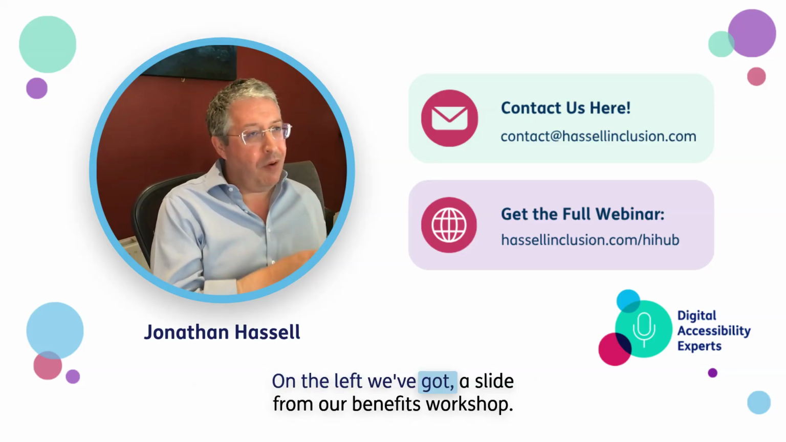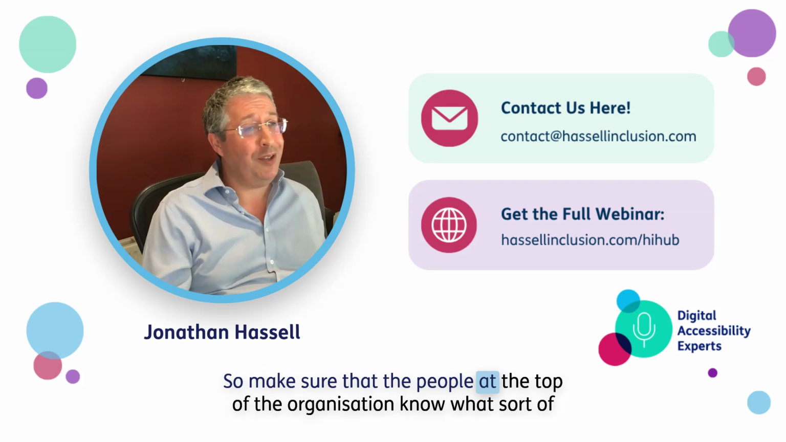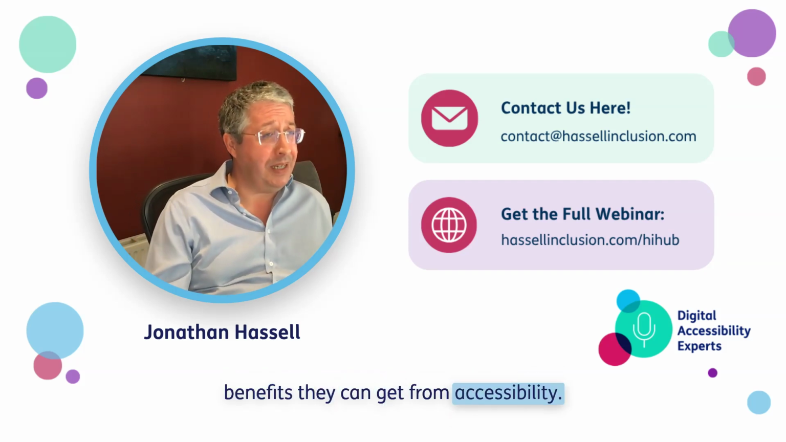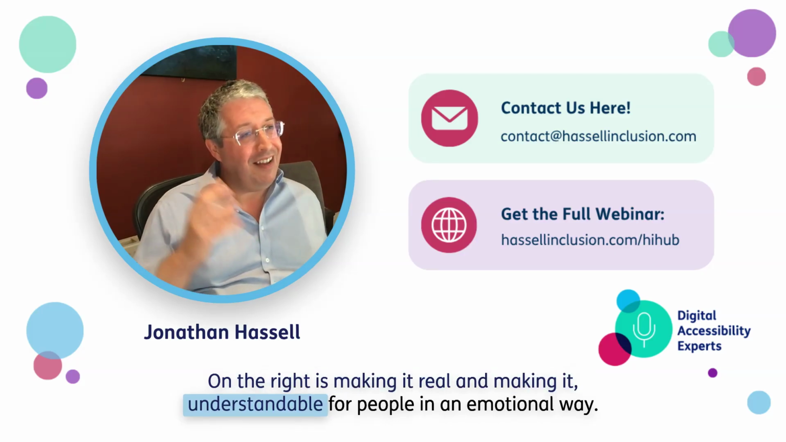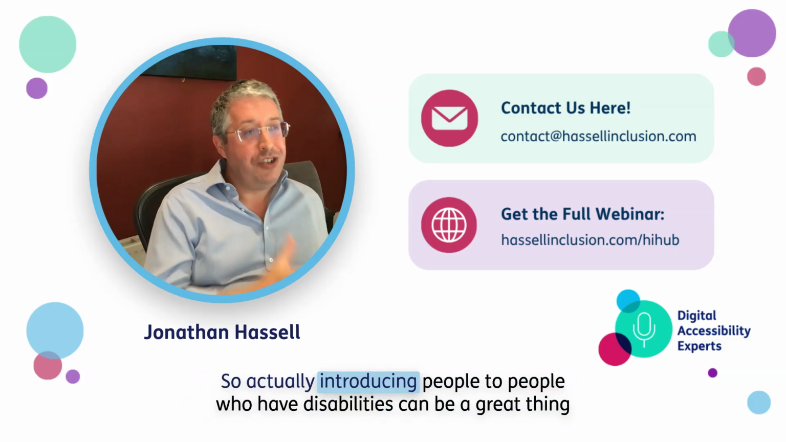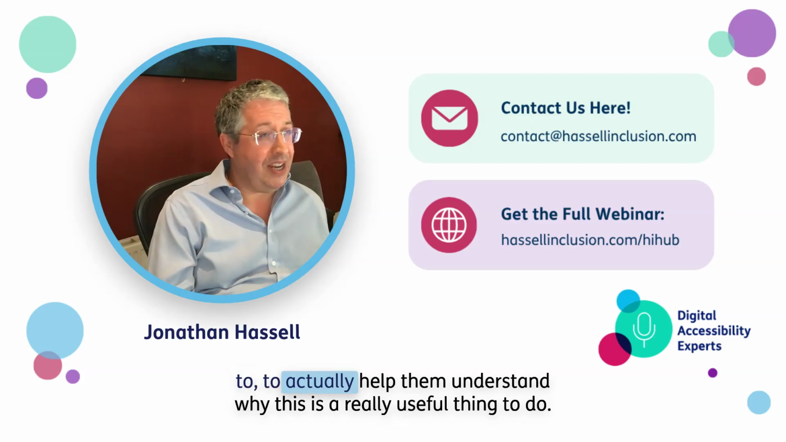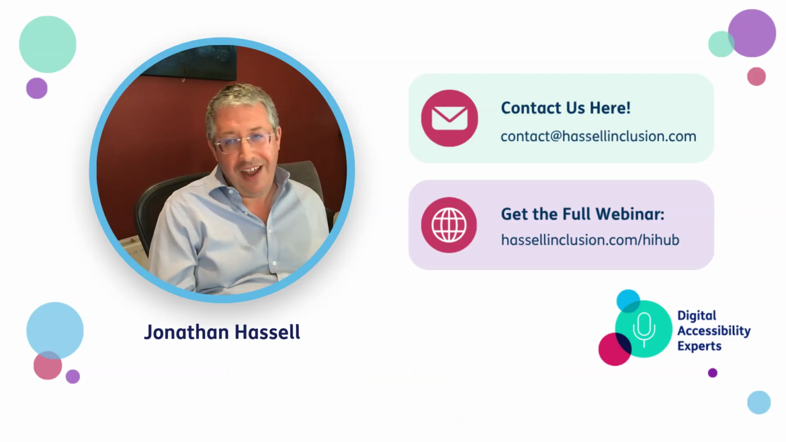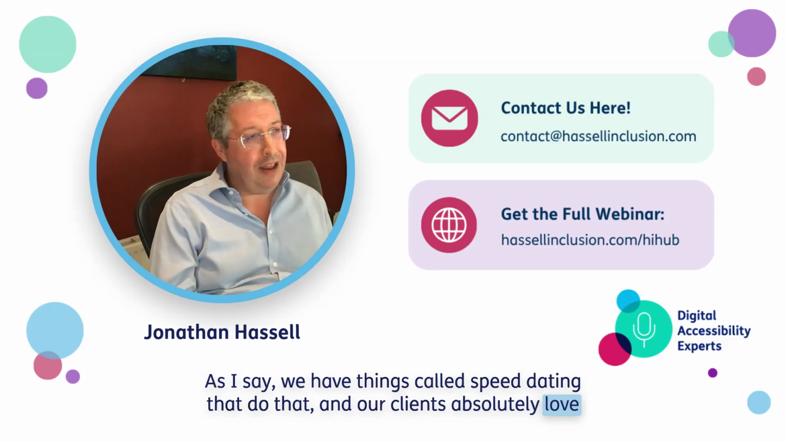On the left, we've got a slide from our benefits workshop. So make sure that the people at the top of the organization know what sort of benefits they can get from accessibility. On the right is making it real and making it understandable for people in an emotional way. So actually introducing people to people who have disabilities can be a great thing to help them understand why this is a really useful thing to do. As I say, we have things called speed dating that do that, and our clients absolutely love them.